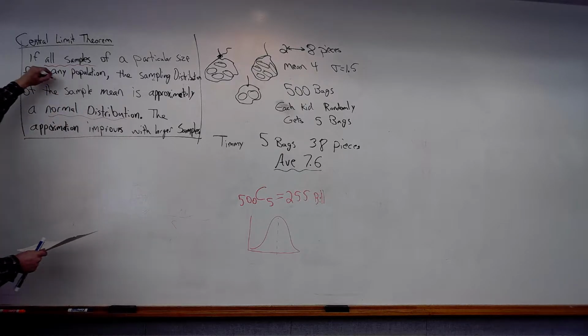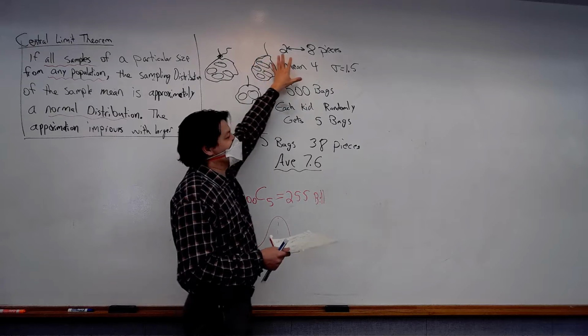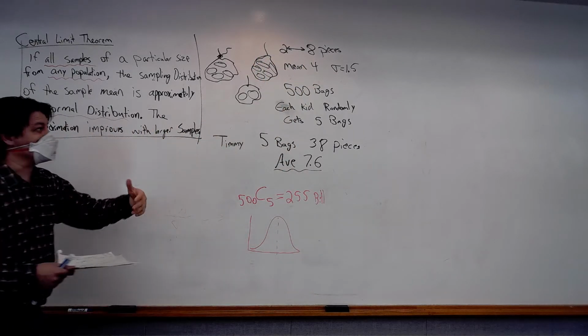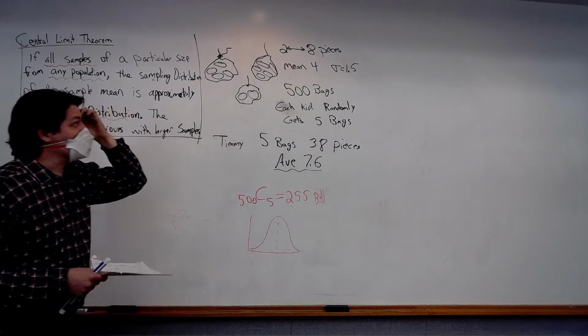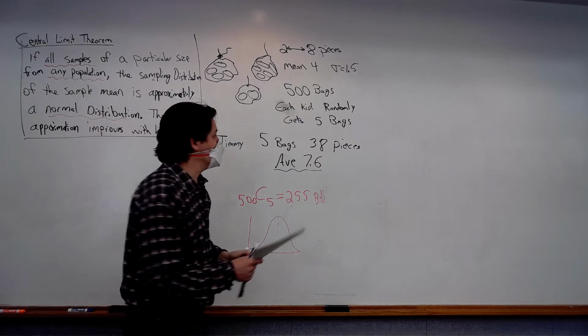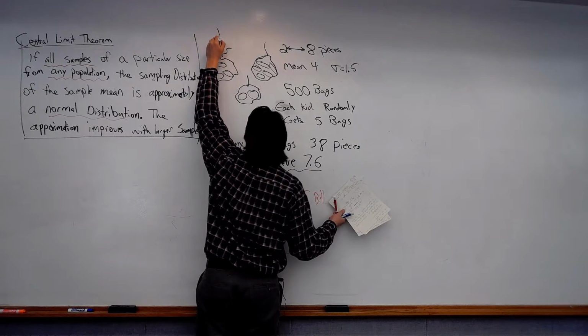Notice it says any population. So what do we mean by that? We have some information about the population here: 500 bags, a mean of 4. We even know the standard deviation. We know the range, but we don't know that this is, say, a normal distribution. We don't know that it's uniform. We don't know anything about the distribution.